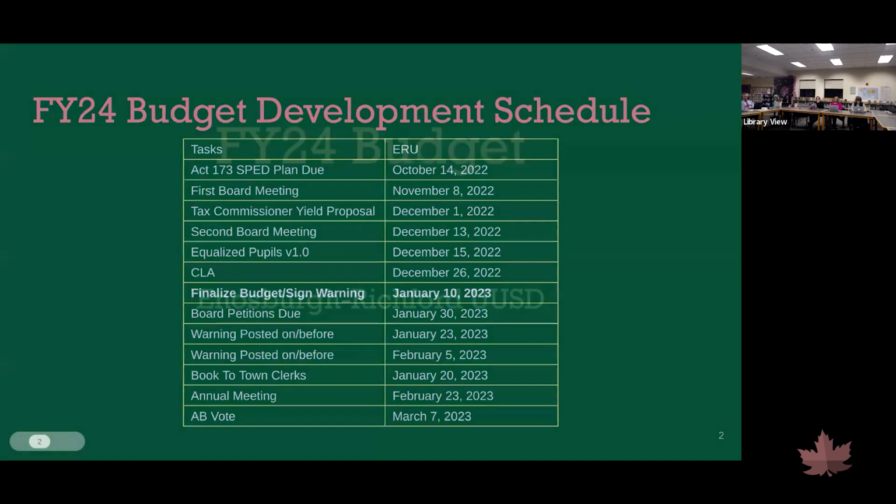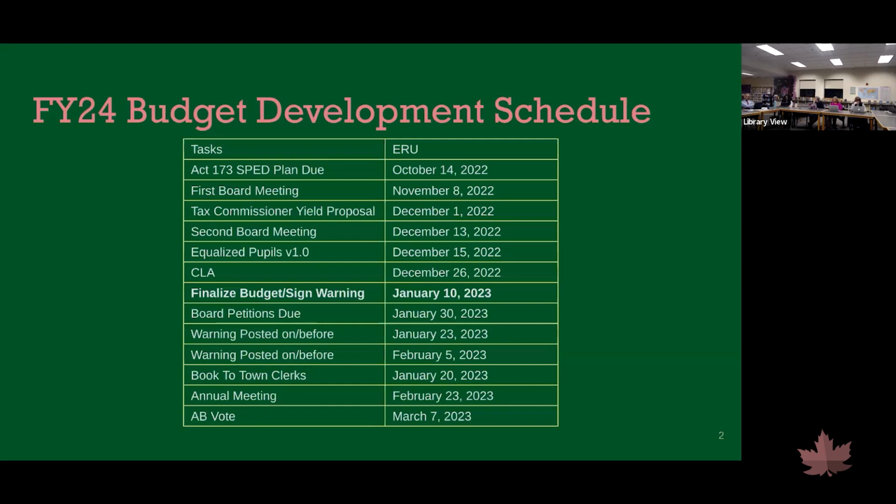Okay, so everything other than the budget was informational, according to that slideshow that you've seen before. I'll try to blow through this quickly. So we are here January 10th. Hopefully we will finalize the budget and sign the warning tonight. Board petitions are due on January 30th. Mort and Akua have seats that are up. And I know Mort is already gathering signatures. Akua, I'll get you the documents that you need to do that.